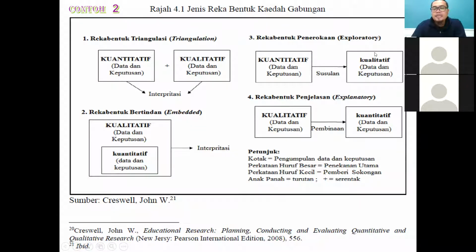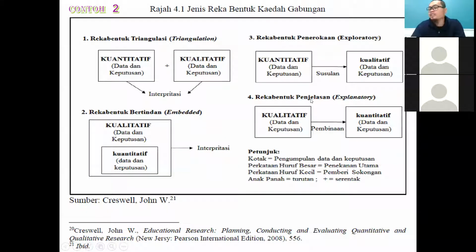Okay, number 3 is exploratory research design. Number 4 is explanatory research design. Okay, actually we have a mistake here. Please double check. This quantitative one is actually not exploratory. Please make sure you change it, because this is the original. I want to show you there is a little bit of error here. Number 3 is not exploratory, it should be explanatory. Please take note. Okay, number 3 is explanatory.